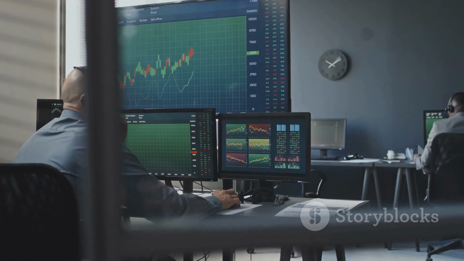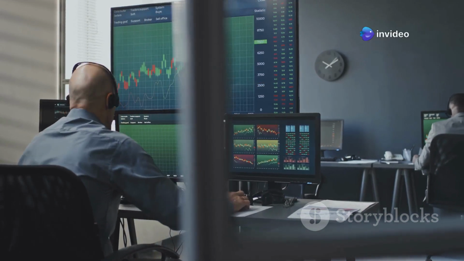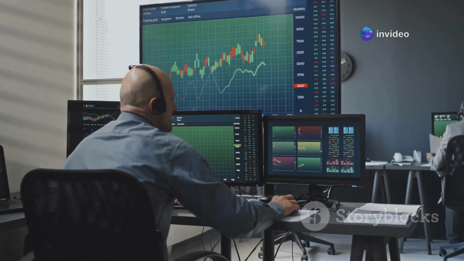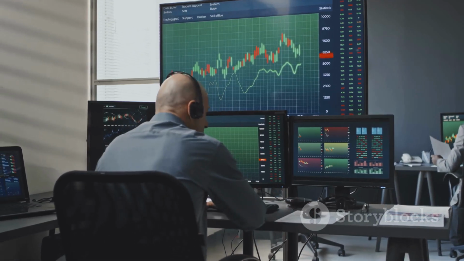Tools like credit ratings and credit default swaps are used to assess and manage this type of risk. These tools help investors gauge the likelihood of default and take appropriate measures to mitigate potential losses.